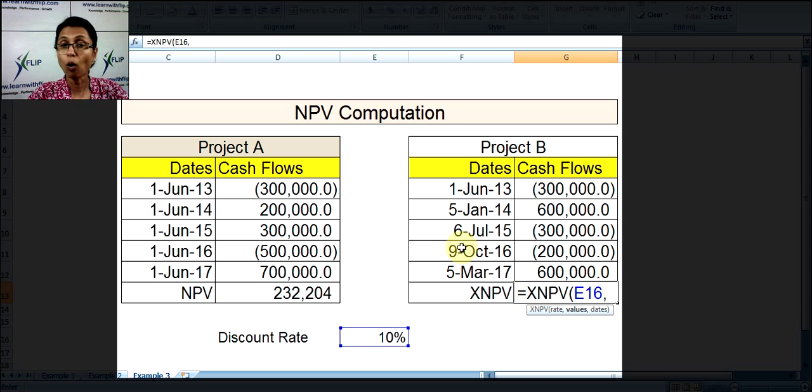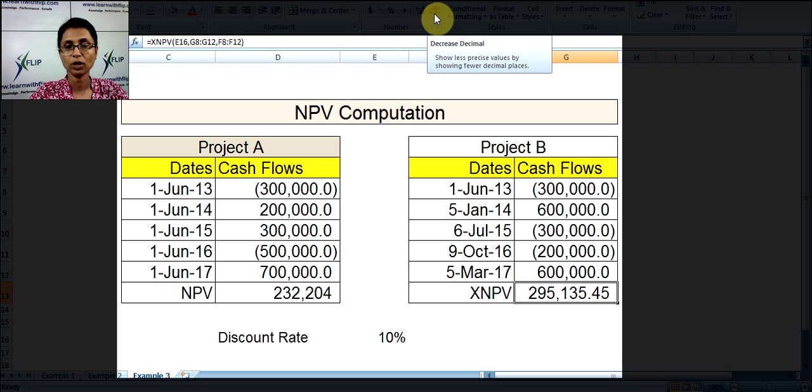You have to take all the values starting from the present and you have to take the dates, because obviously we don't have data that it's recurring at a specific period of time. So we're taking the dates, obviously in the same direction, F8 to F12, G8 to G12. We've done that, close the bracket, and what do we get? It's a higher NPV.